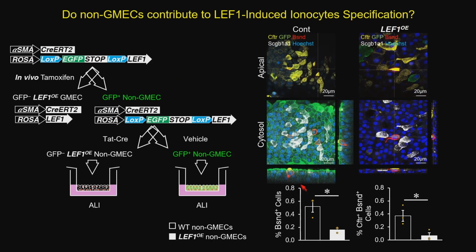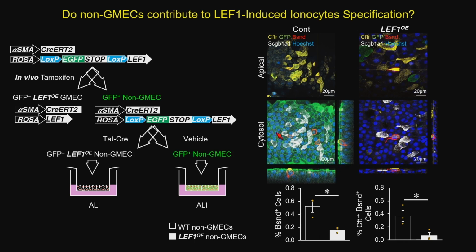So here again for another orientation, this is another Z-stack for an ALI culture of a whole mount stained ALI membrane. And I'm showing two XY views here because I want to show CFTR on the apical domain of the cell, as well as BSND and hopefully secretoglobin 1A1 in the cytosol of these cells, and the other cytosolic domain view.